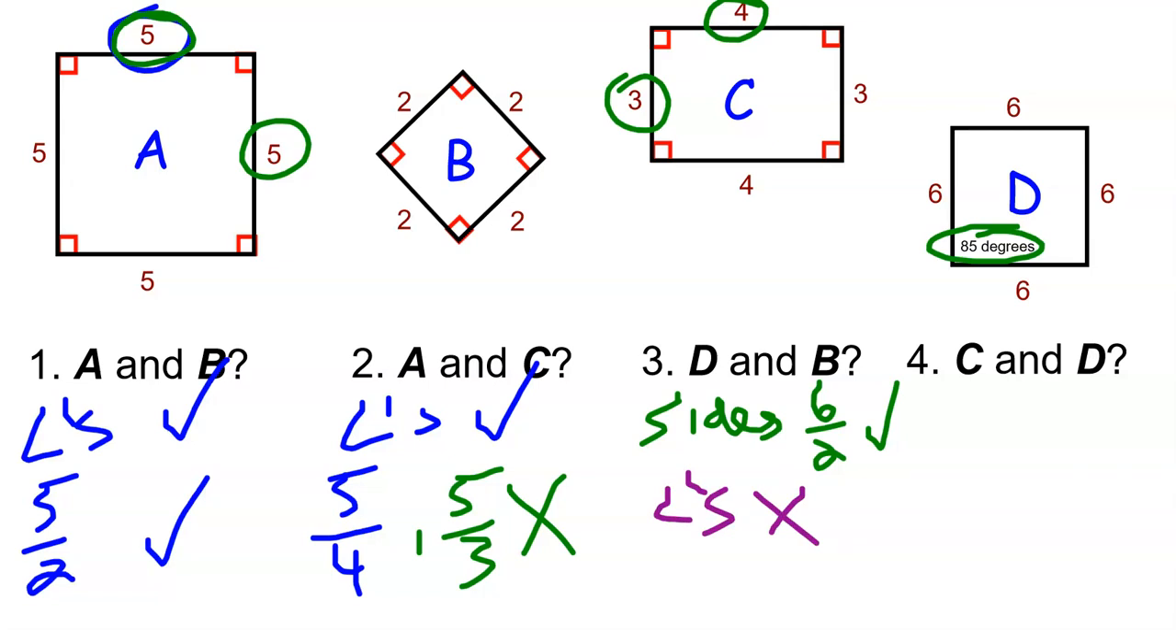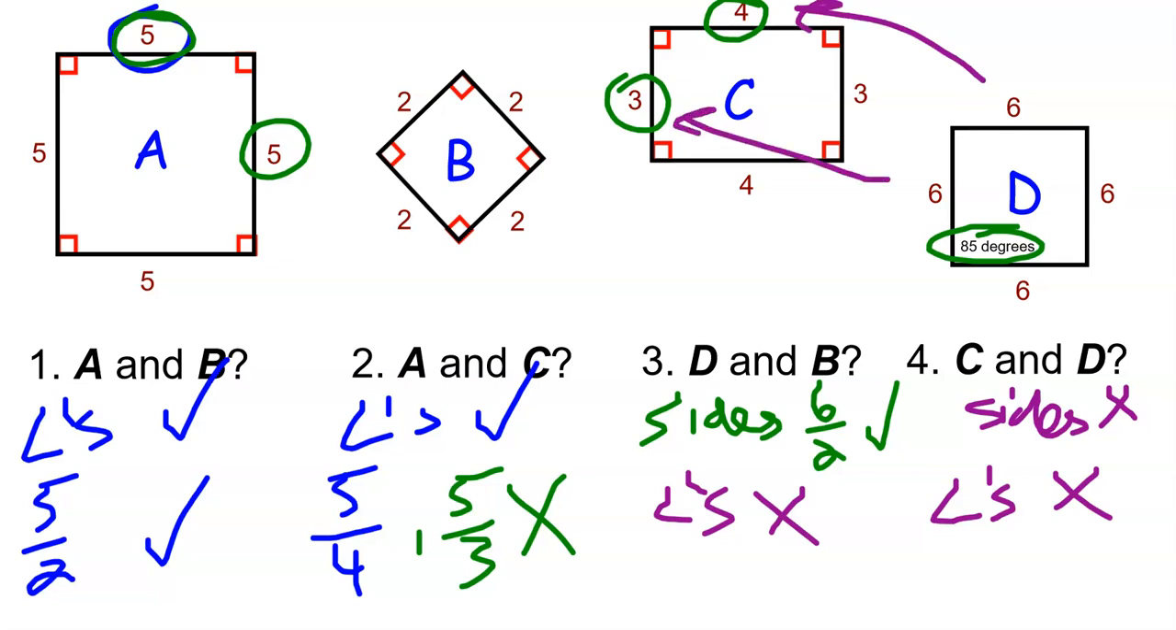And for a similar reason between C and D, neither the sides nor the angles fit the criteria. The sides are not proportional and the angles are not congruent because the sides will have ratios of 6 to 4 or 6 to 3, depending on which sides you choose. And with an 85-degree angle in that rhombus, none of those angles in figure D are going to be right angles, unlike the angles in C. So only one of these sets of polygons are similar, that's A and B, and the rest fail for one reason or another.